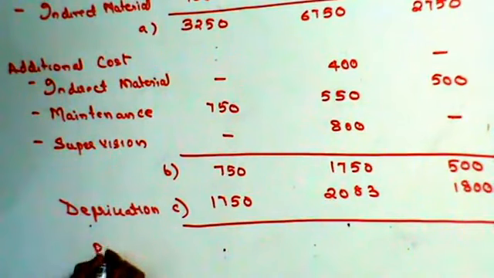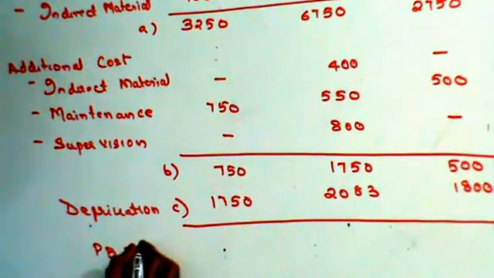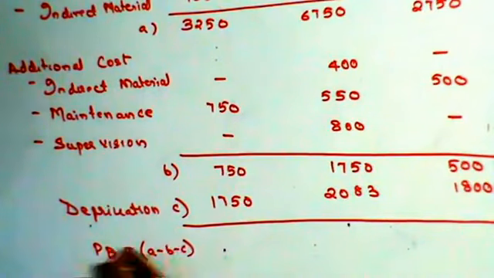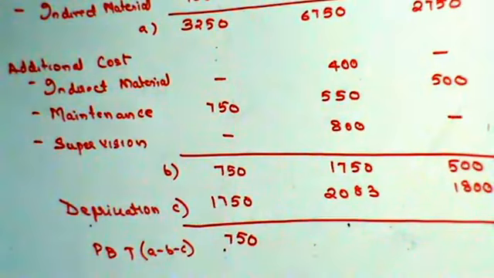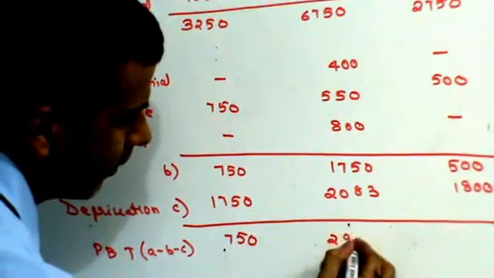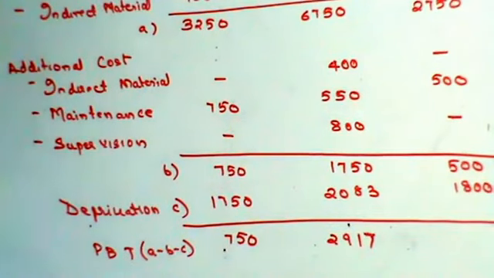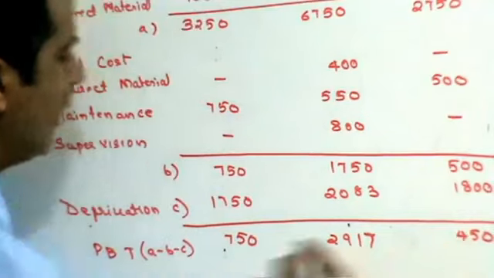This is the depreciation calculated, in which case I will now get, this is say A, B, C, I will get my profit before tax. Profit before tax, how will I get profit before tax? A minus B minus C. That is 3250 minus 750 minus 1750, which will give you 750. Similarly, 6750 minus 1750 minus 2083 is going to give you 2917. Similarly, 2750 minus 500 minus 1800 is going to give you 450.